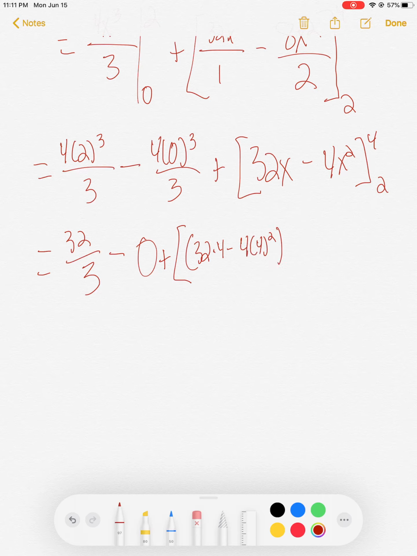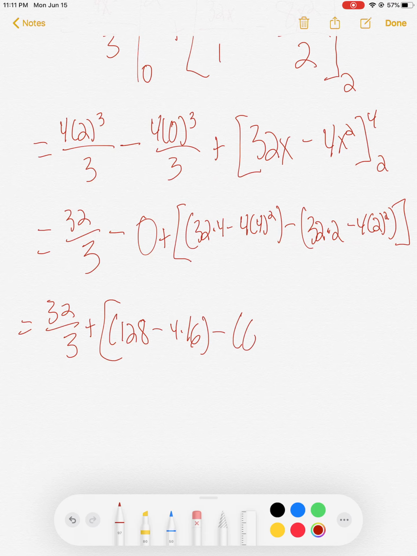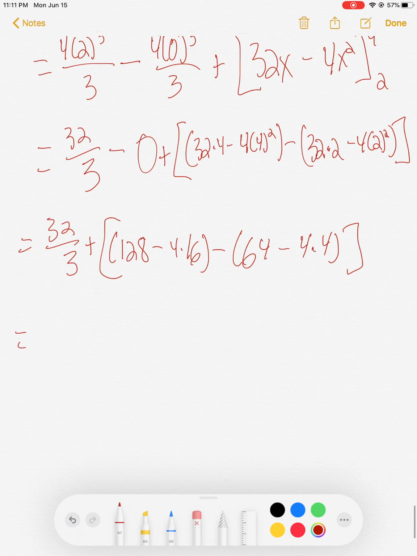This one comes out to 32 over 3. 2 cubed is 8, so this is 32 over 3. I'll go ahead and write minus 0, right? 0 cubed is 0, so the second fraction is 0. Now plus, first let me plug in x equals 4, and I get 32 times 4 minus 4 times 4 squared. Now minus 32 times 2 minus 4 times 2 squared. All right, so we'll have to work all of that out. This is equal to 32 over 3. I can get rid of that 0.